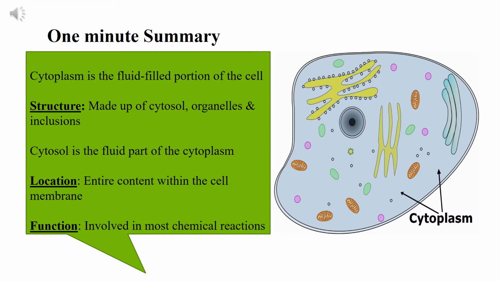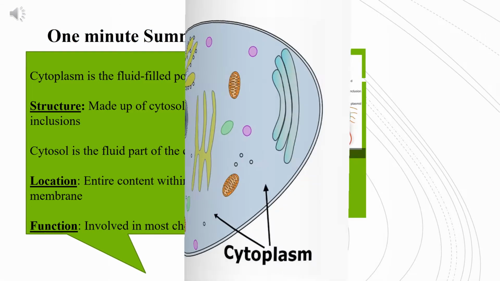The location of the cytoplasm would be the entire content of the cell within the cell membrane. In eukaryotes, it will exclude the nuclear contents. Functionally, the cytoplasm is involved in most of the chemical reactions, such as glycolysis, which does ATP production, or protein synthesis by ribosomes, and other metabolic reactions.